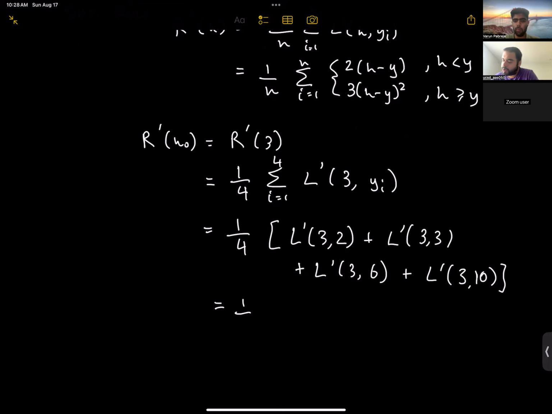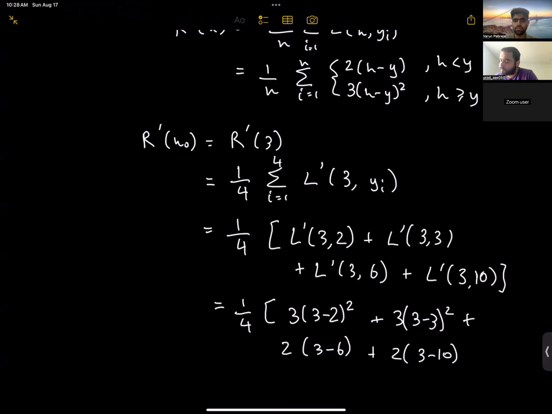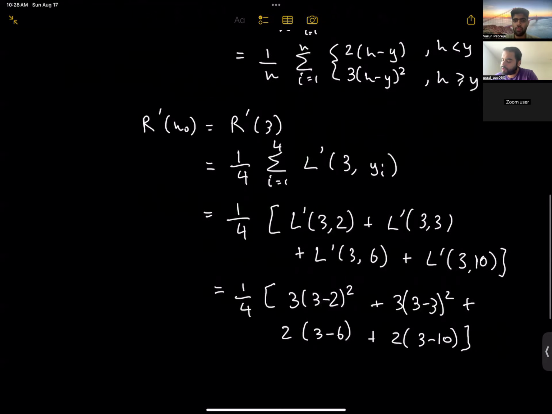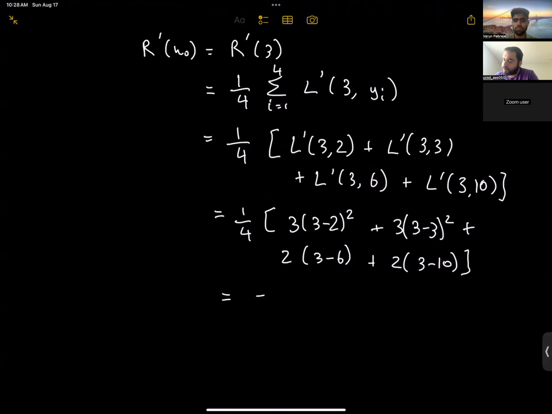So breaking all that down, what we get is 1 over 4 of 3 times (3 minus 2) squared plus 3 of 3 minus 3. Here I'm just substituting the values into the piecewise formula of the derivative of the loss, plus 2 times (3 minus 6), plus 2 times (3 minus 10). Right, so substituting all these values in, if you make this calculation, we get minus 17 over 4.